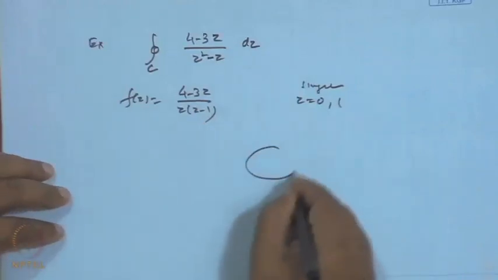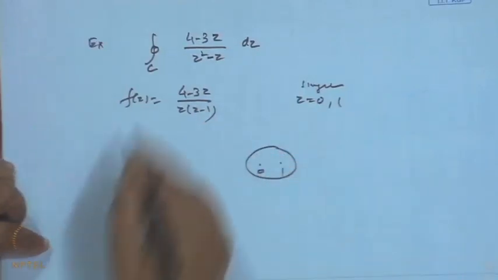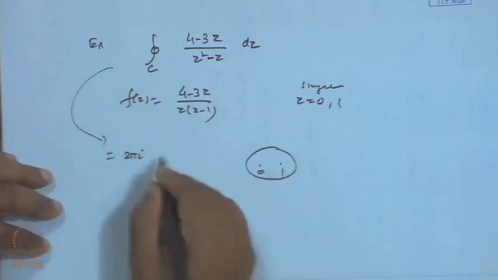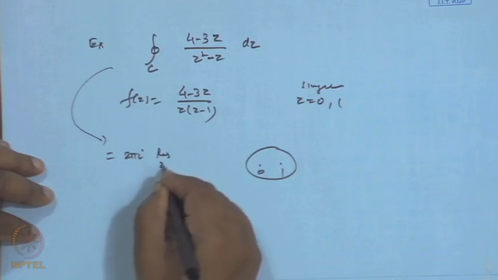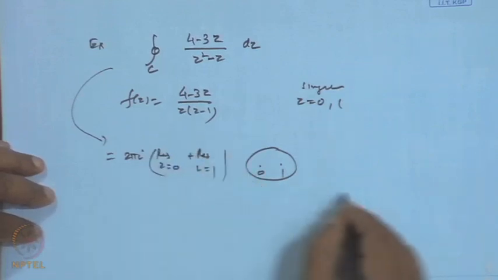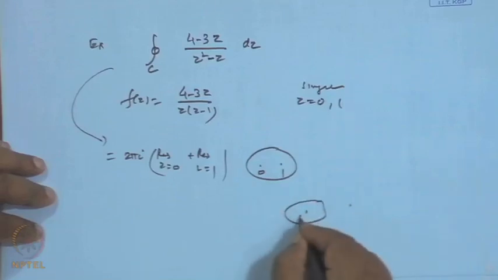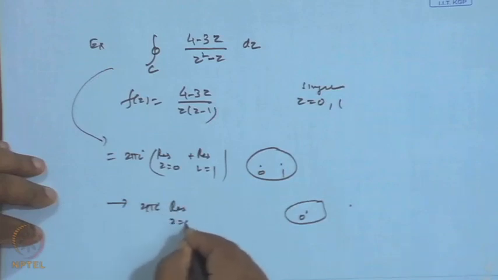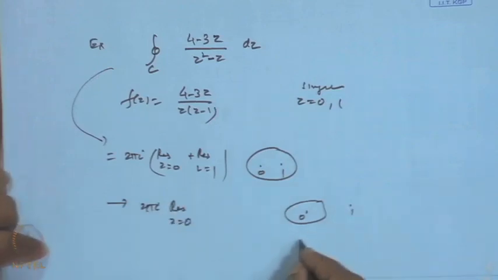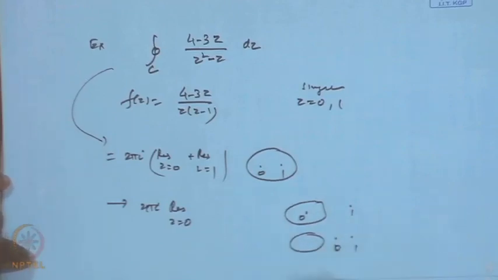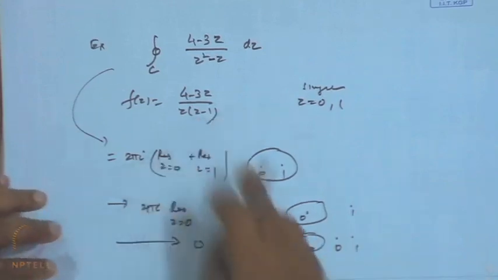Suppose C encloses both the points 0 and 1, then the value of this integral will be 2 pi i times the sum of the residue at z equal to 0 plus the residue at z equal to 1. If it encloses only one point and the other is outside, then the value will be 2 pi i times the residue at z equal to 0, say. And in the third case, suppose both the points 0 and 1 are outside, then the integral along this curve will be 0, because the function becomes analytic.